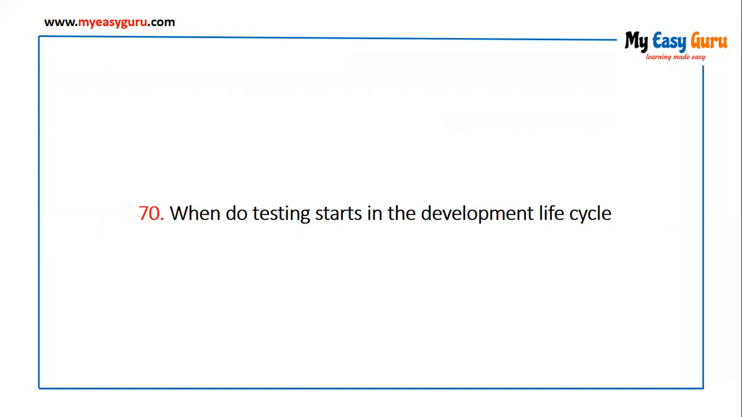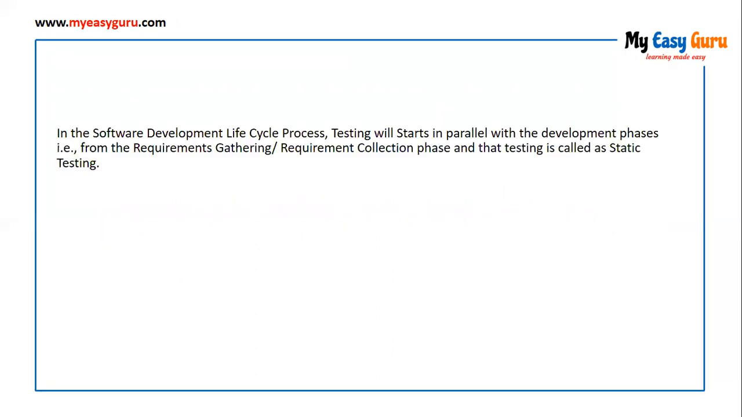When does testing start in the development life cycle? In the software development life cycle, testing will start in parallel with the development phases. That is from the requirement gathering, requirement collection phase. And that testing is called static testing.